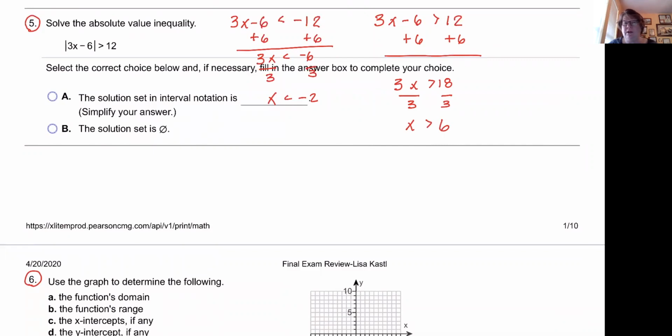So what is the interval notation for this? So x is less than -2 means all the numbers to the left of -2. So in interval notation, that's all the numbers from -infinity to -2.